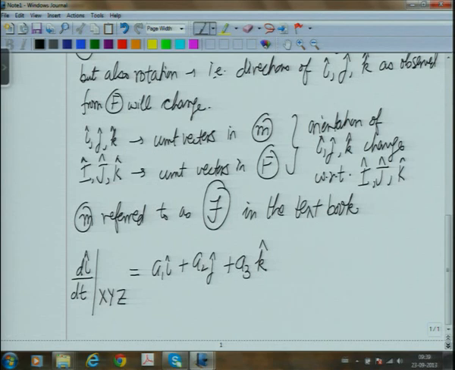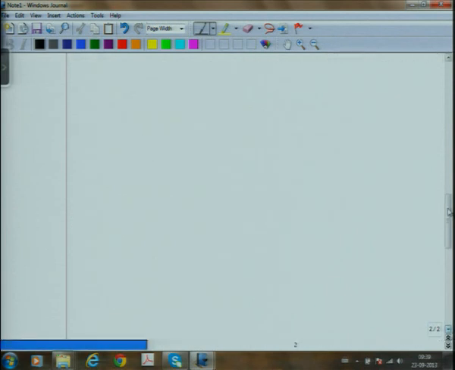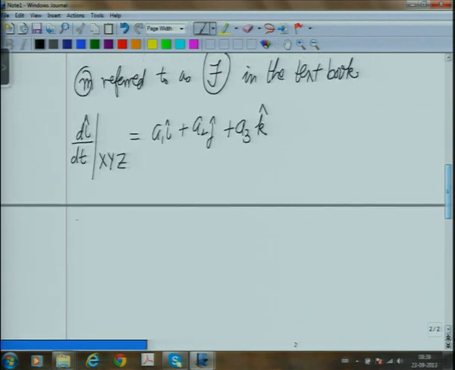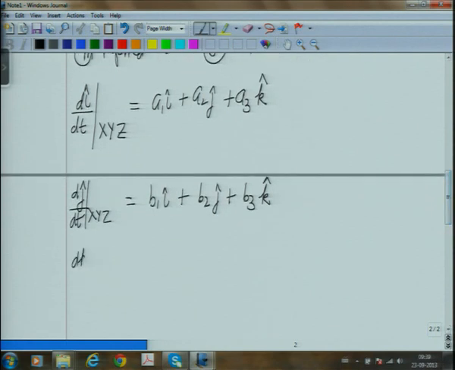Okay, but there is a point to which I am trying to get. Next, similarly, let me write dj by dt with respect to capital XYZ. I will write it as b1i plus b2j plus b3k. And dk by dt, see this is with respect to capital XYZ.